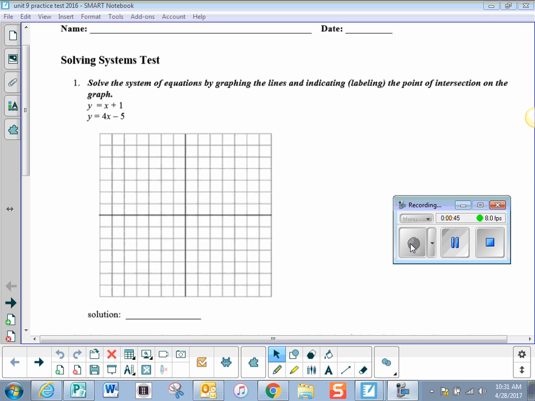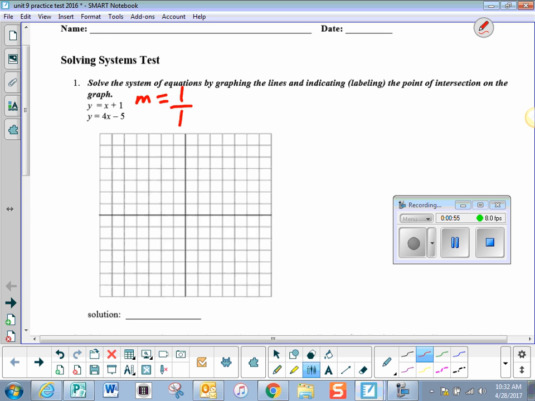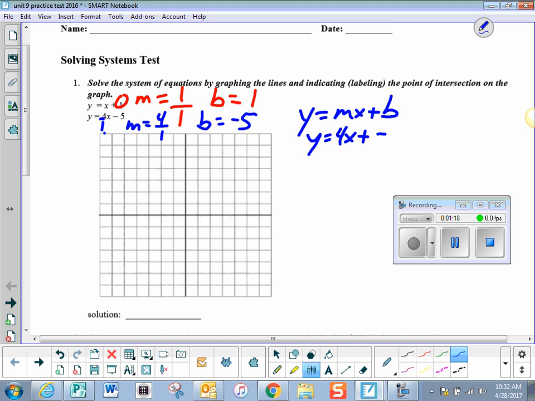Okay, so in order to graph lines, we need the slope and the y-intercept. The slope of this one, if there's no coefficient of x, is 1, or 1 over 1. The y-intercept is 1. In the second equation, the slope is 4 over 1. Remember, the denominator of a whole number is 1. And the y-intercept is negative 5 because the equation is y equals mx plus b. If it's minus, I have to do plus and negative, so it is negative 5.